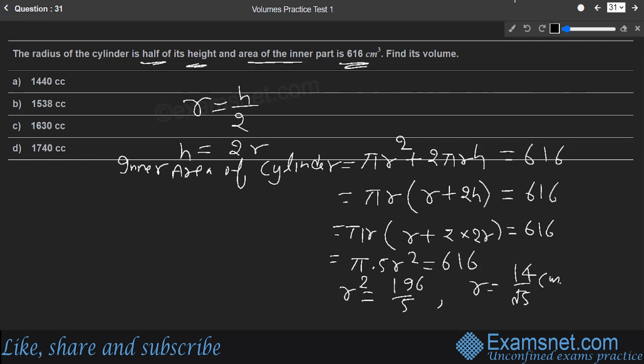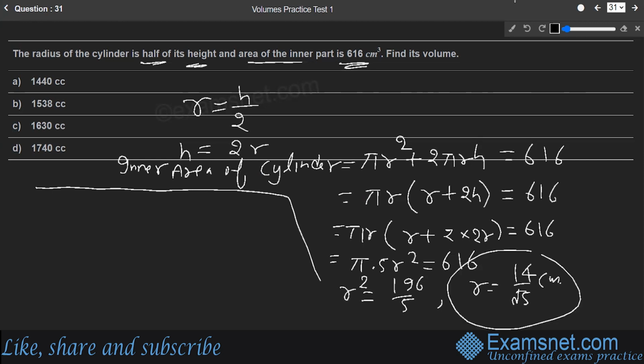So that is the value of the radius. He wants us to calculate the volume. For finding out the volume of the cylinder, we need to know the radius and height both. Radius has already come, so we need to find out the height. As equated here, height was 2r, so height was 2 into 14 by root 5, that is nothing but 28 by root 5. That was the height in centimeters.